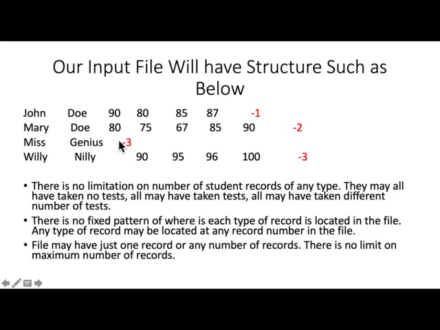So I would like you to look at the file structures and understand the metadata and the data separate from each other. So basically there is no limitation of number of students record of any type. They may all have taken no test, all may have taken test, all may have taken different number of tests. And there is no fixed pattern of where each type of record is located in the file. Any type of record may be located at any record number in the file. So here, this is record number 1, 2, 3, 4. But this may be located as record number 1 or last. So there's no dependency on the type we are showing here. And file may have just 1 record or any number of records. And there's no limit on maximum number of records. Okay? This is very important to see what is metadata and what is actual data.